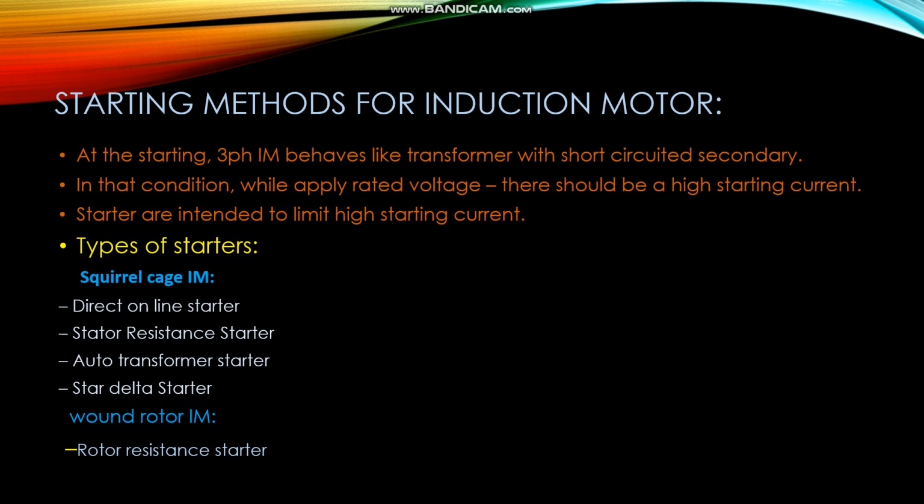Types of starter. Based on the type of rotor, there are two types of induction motor: squirrel cage induction motor and wound rotor induction motor. In a squirrel cage induction motor, direct online starter, stator resistance starter, auto transformer starter and star delta starter are used. In a wound rotor induction motor, a rotor resistance starter is used.